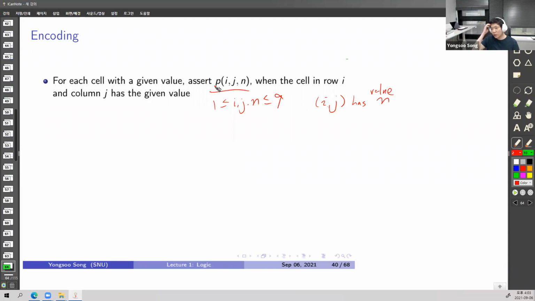So how many propositions do we have? There are 9 cubed propositions here because the ranges of I, J, and N are from 1 to 9, which is 729 in total.